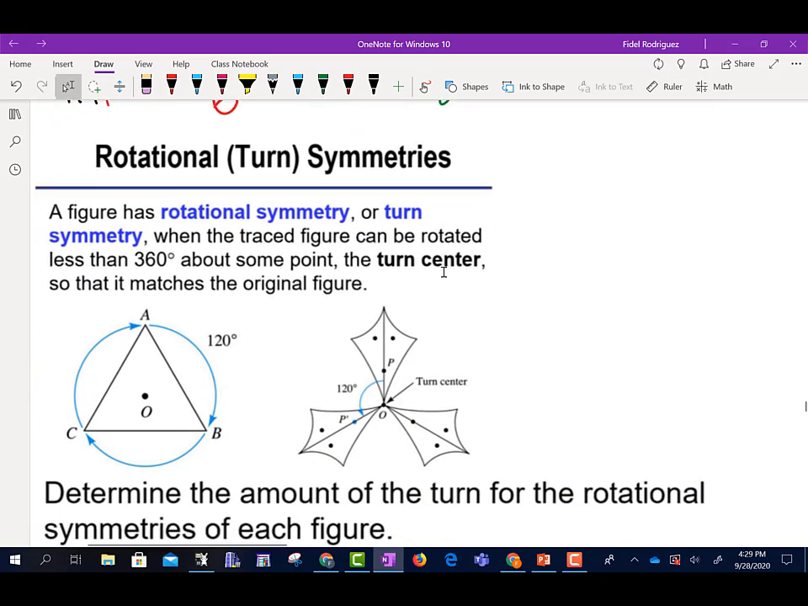Okay. All right, we have something called rotational or turn symmetries. And it says a figure has a rotational symmetry or turn symmetry when the traced figure can be rotated less than 360 about some point.